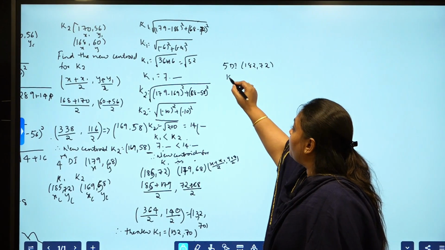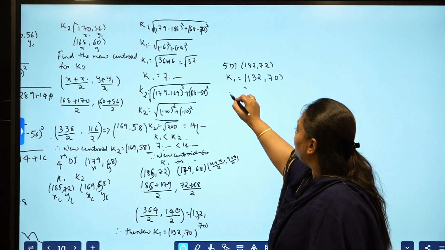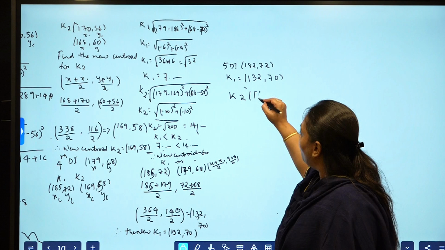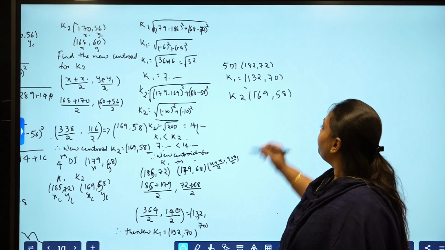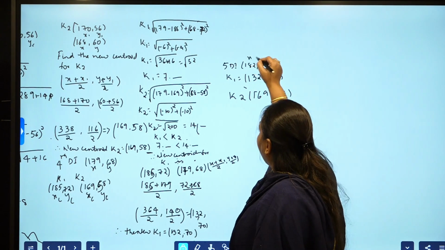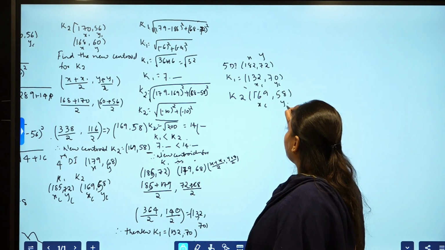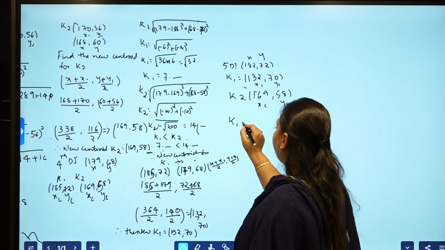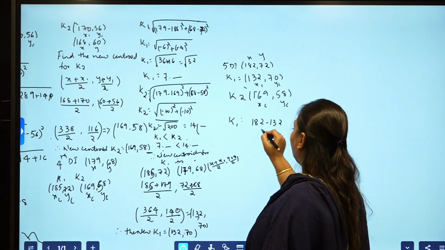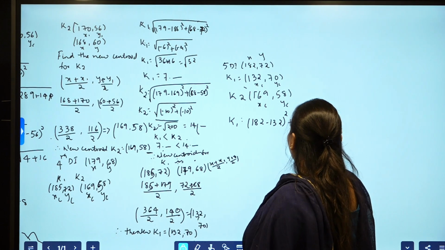Where you know your new K1 is 132 comma 70. And you know your K2. What is the value of your K2? K2 is 169 comma 58. So now again you are going to find the ED. Now this is your X, this is your Y, this is your XC, this is your YC. Now first I am going to calculate it for K1. K1 is equal to root of 182 minus 132 whole square plus 72 minus 70 whole square.